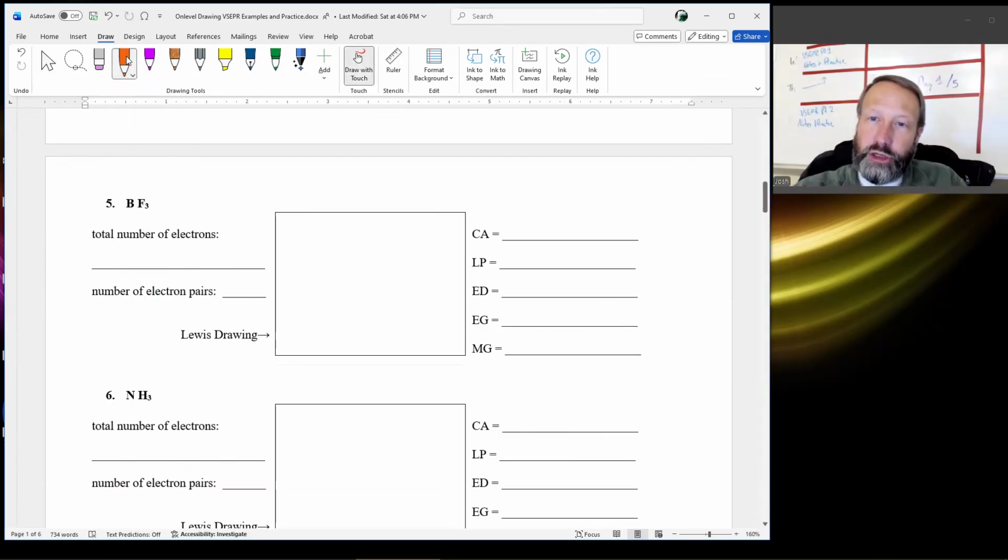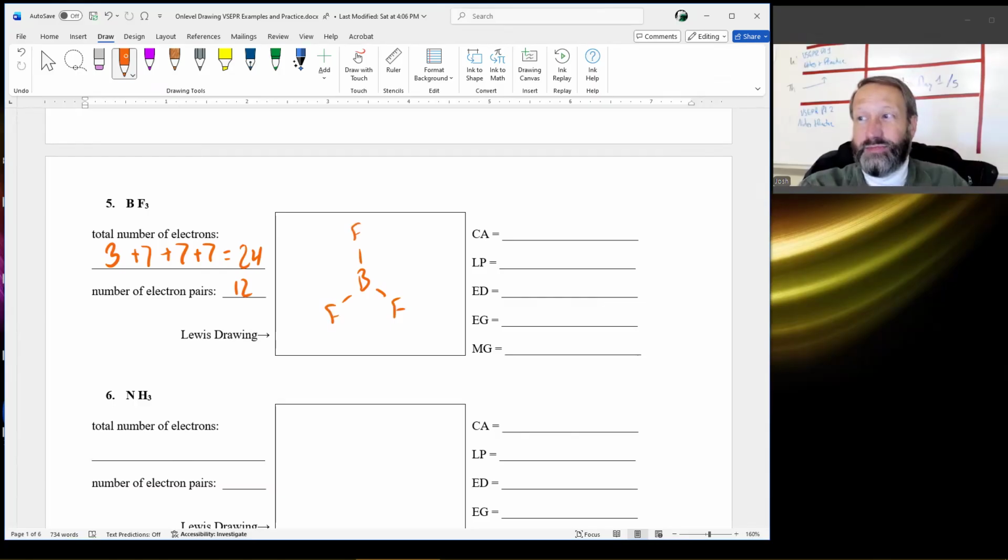I'm going to try orange. Boron is a 3. Each fluorine's a 7. And again, I like to write them out so I can visibly see I have 3 7s. So that's 24, 12 pairs. Let's do boron and maybe 3 fluorines. It wouldn't matter. You could make them all the same on the same side. Your sketch is going to suck to begin with. It's not 3-dimensional. So don't sweat your sketch. Just do it well.